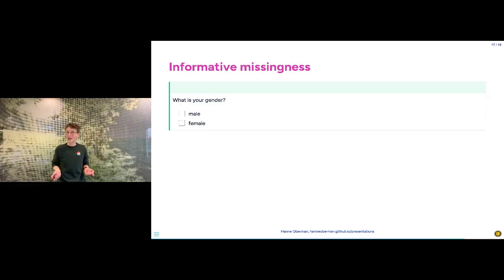And sometimes a missing data point is actually informative of the data at hand. If you would ask me the question, what is your gender? But you would only provide me the answer options, male or female, I would actually be a missing value in your data set. So sometimes missingness shows us that our data collection is not appropriate for the lived experience of our participants, for respondents.